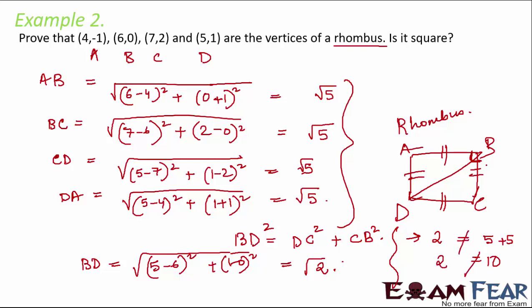That means the Pythagoras theorem doesn't hold true here, which means these angles are not 90 degrees and therefore it is not a square. So even though these coordinates represent a rhombus, this is not a square.